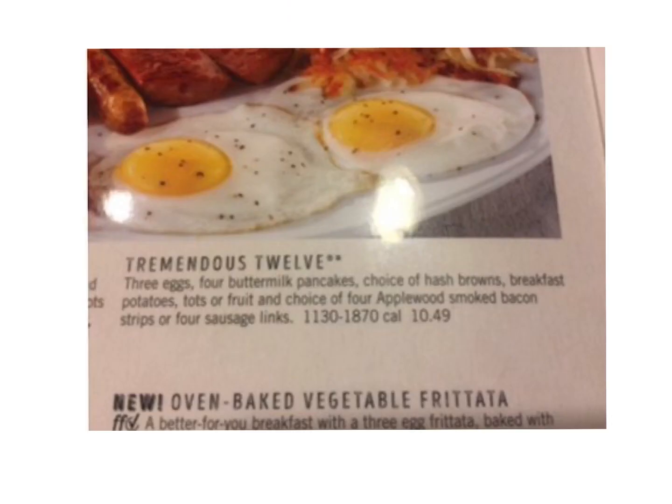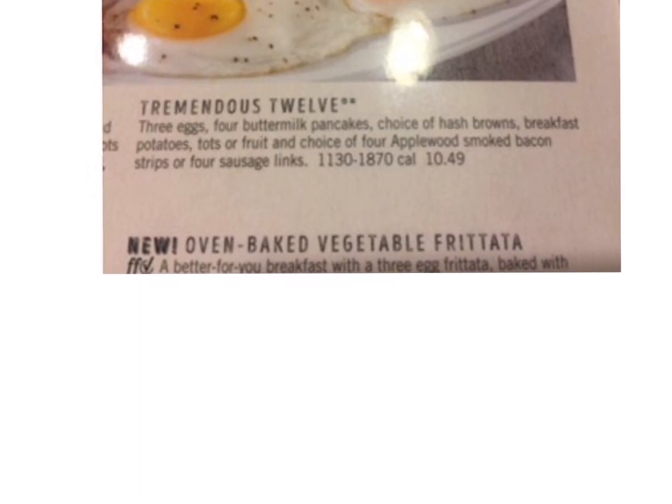The famous Tremendous 12, one of my favorite breakfasts to get at Perkins. In this Tremendous 12, you have 3 eggs, 4 pancakes, a choice of hash browns, breakfast potatoes, tots or fruit, and a choice of applewood smoked bacon or 4 sausage links. And so if you look at the menu here, it shows us our possibilities here, but first off, you're given the egg combination.